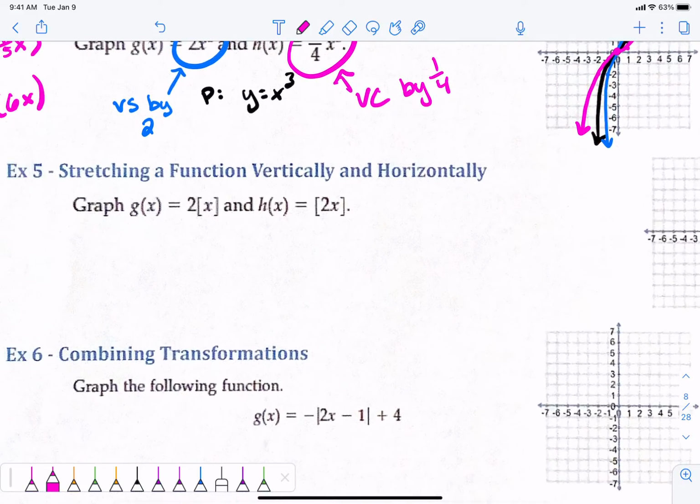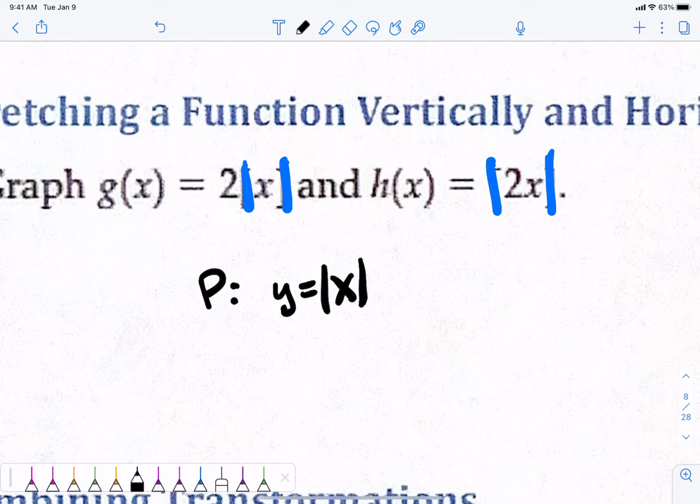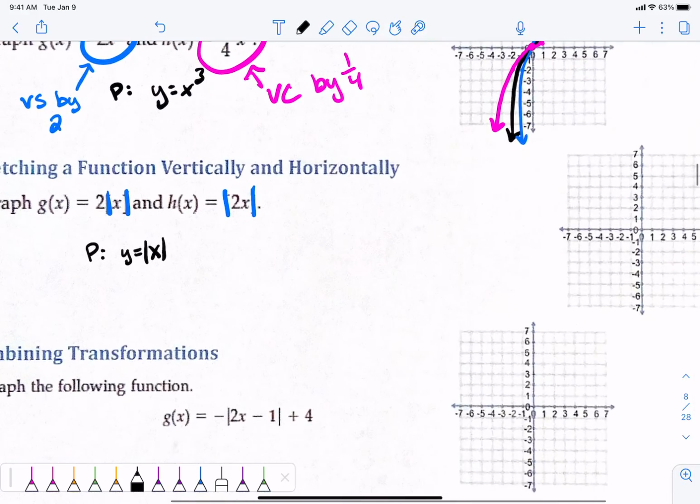This is a horizontal compression and stretch. I'm going to switch this. Instead of greatest integer function, we're going to make these absolute values. So let's do that. Parent is y equals the absolute value of x, which we've already graphed a ton of times in this section.